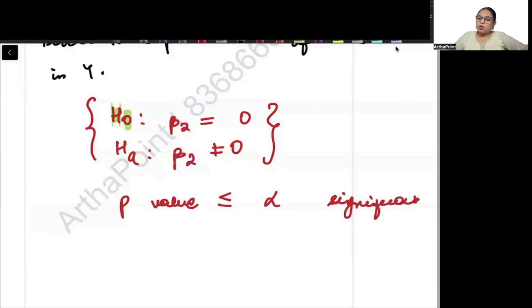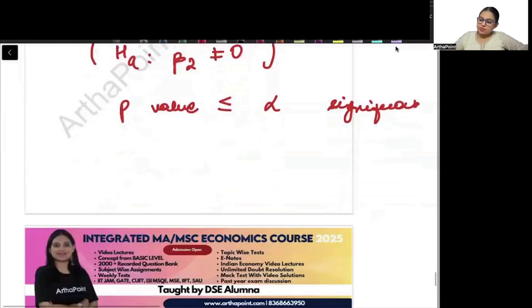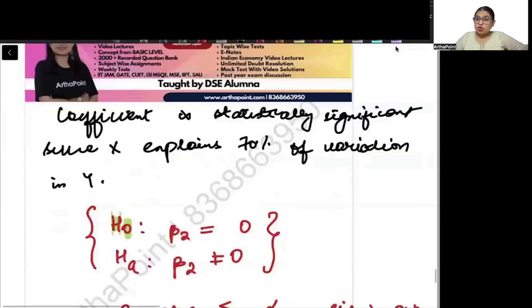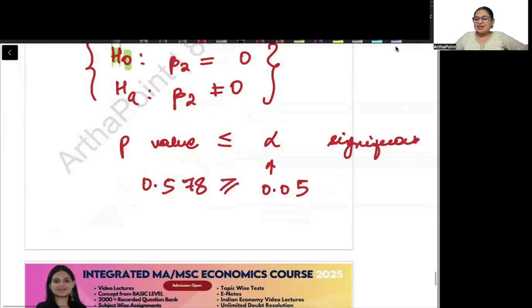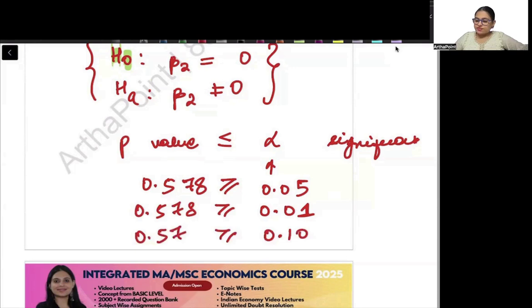Is this making sense? Okay. Now just try to think about this case. If your alpha is 5%, then your p is 0.5 something, not 0.05, it is 0.578. This is clearly greater. Even if you take alpha at 1%, definitely 0.578 is greater. Even if you take alpha at 10%, then also 0.578 is greater. So till 10%, 20%, 30%, we are not able to reject the null hypothesis because the p-value is very high.